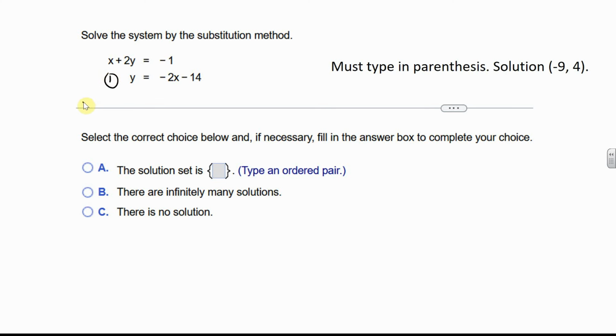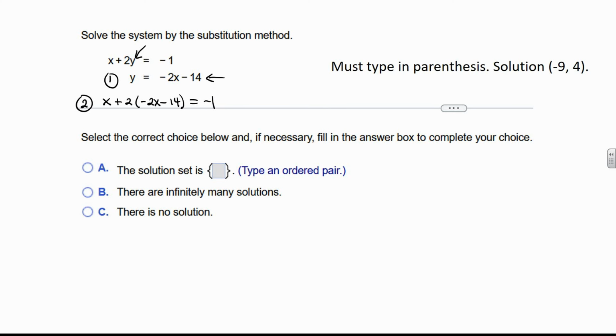So step number 2, I'm going to take this form for y, y equal to -2x minus 14, and I'm going to substitute it in here. So I have, for the first equation, x plus 2 times y, but y is said to be -2x minus 14. Close that up, that's equal to -1. Do you see what I did? Does that make sense? All right?